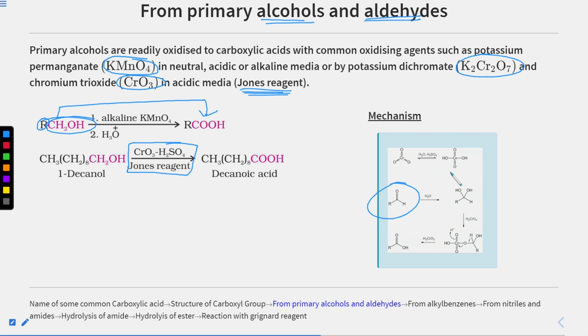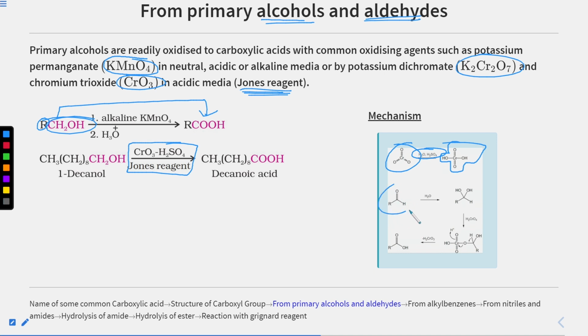How is it done? If you look at the structure of CrO3, it looks like this. If you treat it with H2SO4 and H2O, it results in this kind of structure. It is a chromium complex having two double bonded oxygens and two hydroxy groups. Now it has an empty d orbital. This chromium has an empty d orbital. So suppose we have started from aldehyde. Say we have started from aldehyde.